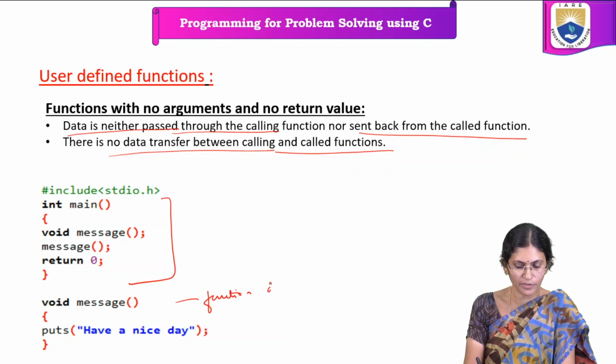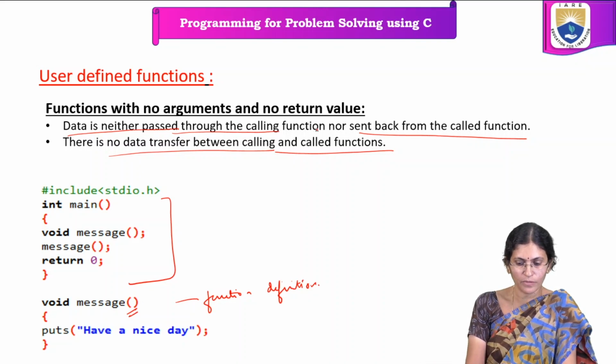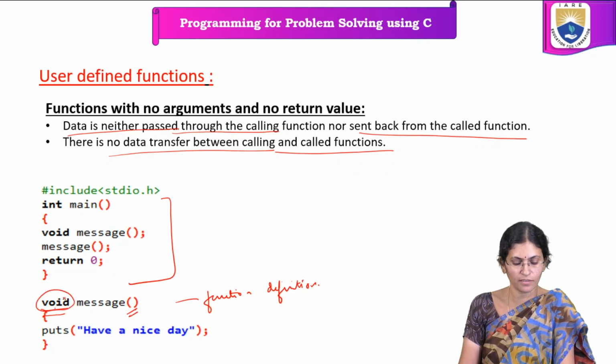In the function definition, this is a function with no arguments. So there are no parameters here, and for the return type, when there is no return value, whenever the function doesn't return anything, the data type is void.